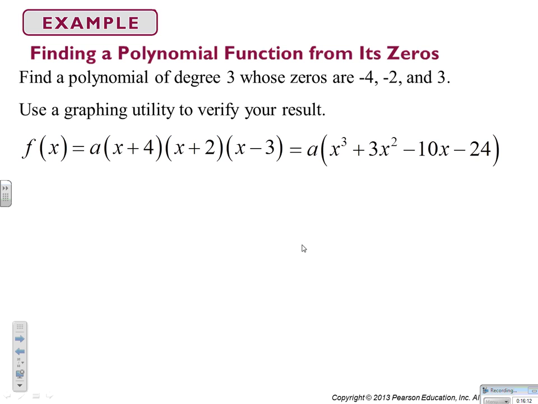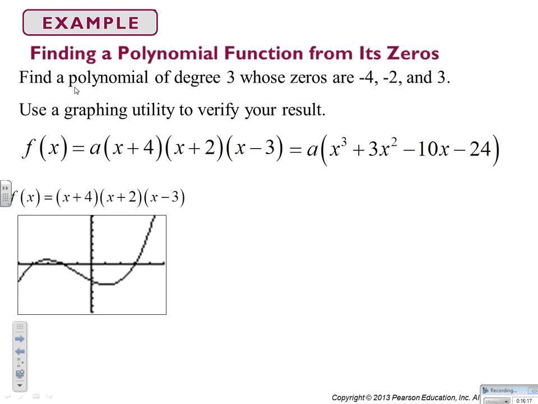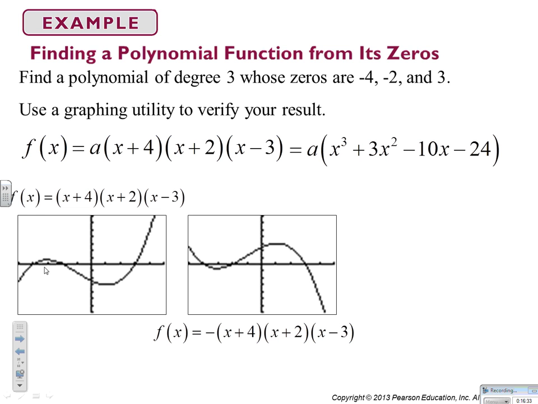If you would like me to do that for you, please let me know and I will do it later. We are going to choose a value of 1, and I recommend doing that as much as you can. If you get the choice, choose a equals 1. And when you graph it, you see it crosses the x-axis at -4, -2, and 3. You can make the coefficient -1, and it would just reverse this graph.